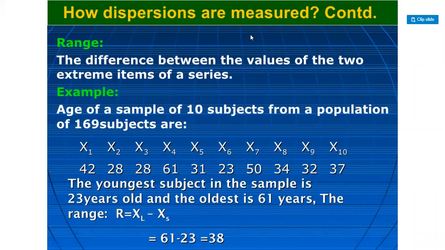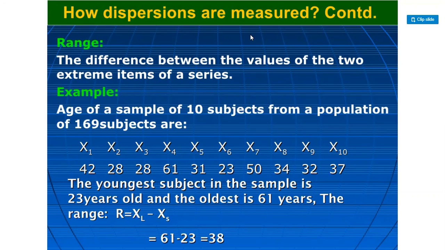So let us see how we can find the range. First of all, the range is the simplest of all measures of dispersion. It is defined as the difference between the largest and the smallest item of the distribution.